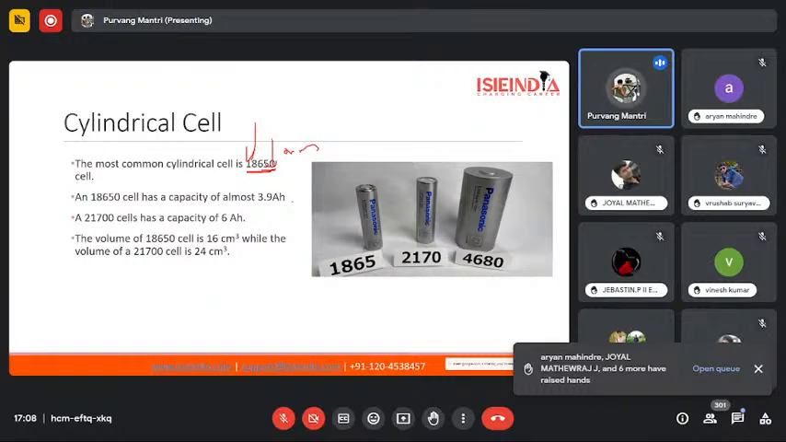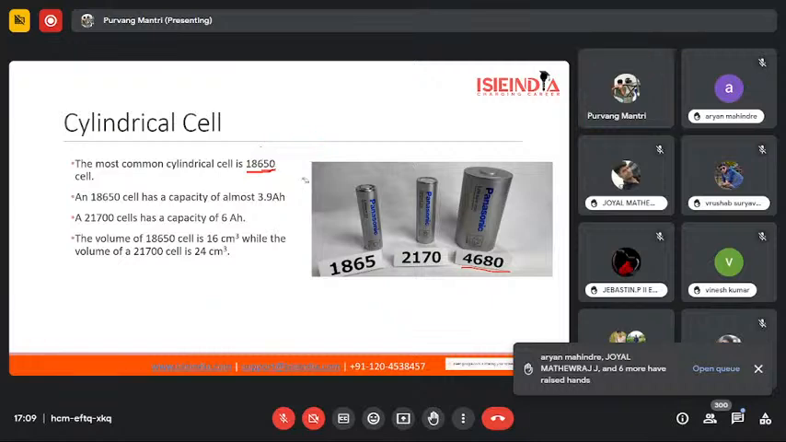The zero is just for naming. In the image on the right side, you can see that Panasonic uses the terms 1865 and 2170 and 4680. So can you tell again the dimension? Okay, yeah. So the dimension of the cell is clear, right?